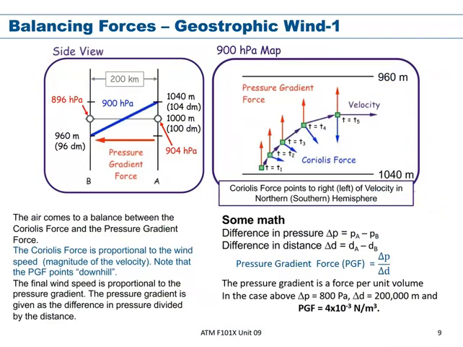The balance between the Coriolis force and the pressure gradient force explains the movement of air between areas of high and low pressure. This balance defines the geostrophic wind. We can ignore friction if we're considering altitudes a kilometer or so above the Earth.